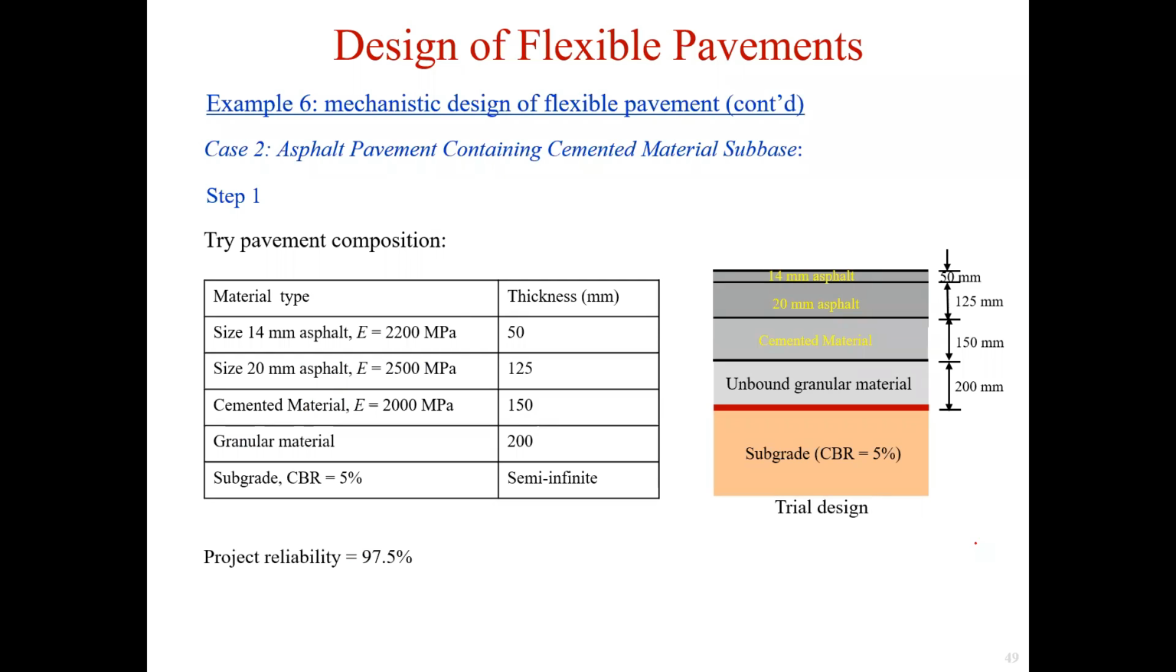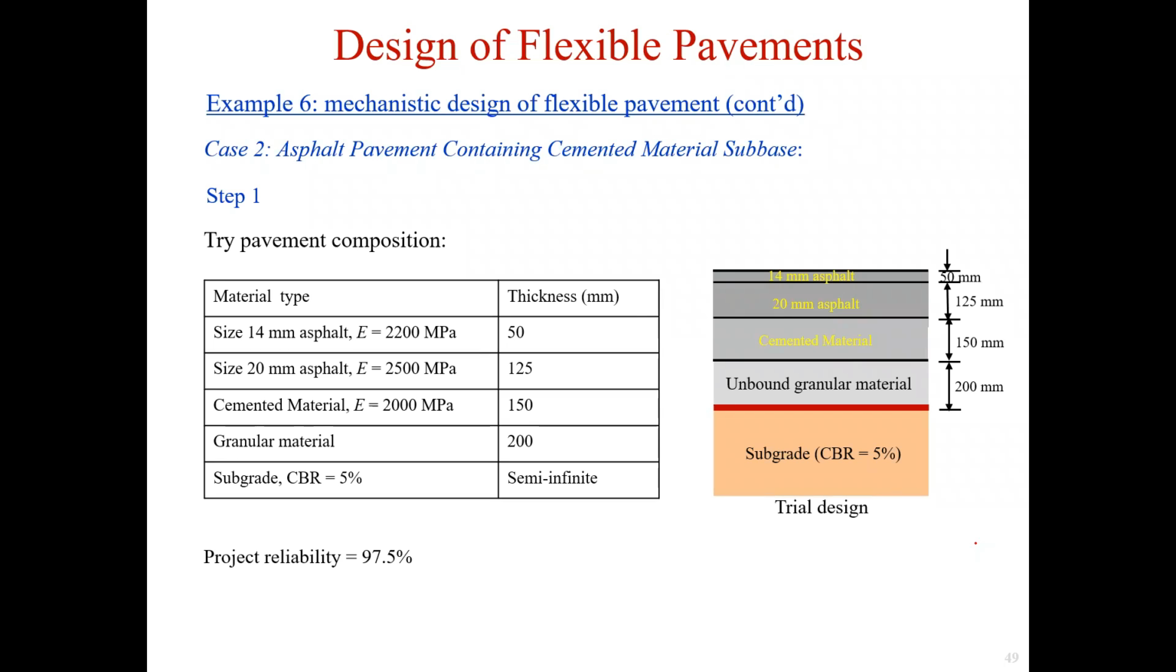Now let's look at case 2. Asphalt pavement containing cemented material subbase. Again, we select 12 pavement composition in step 1. Size 14 millimeter asphalt, E equal to 2,200 megapascal, and thickness of 50 millimeter. Below it is size 20 millimeter asphalt, E equals to 2,500 megapascal, and thickness of 125 millimeter.